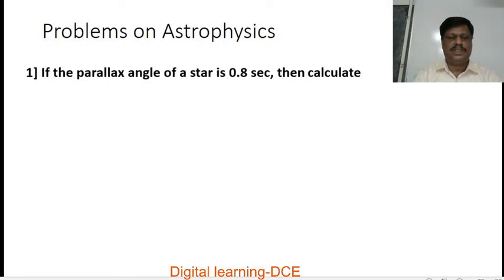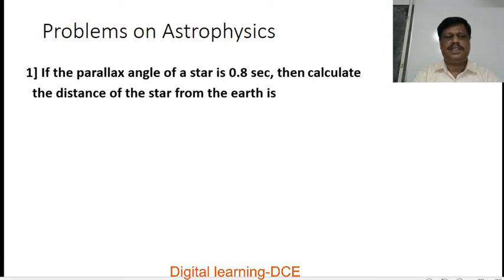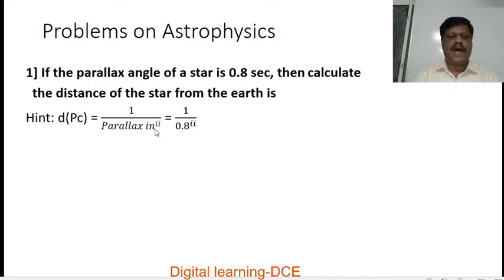Problems on astrophysics. The first problem: if the parallax angle of a star is 0.8 arc second, then calculate the distance of the star from the earth. We know that distance in parsec is equal to 1 by parallax in arc second. That is 1 by 0.8. If we simplify 1 by 0.8, we will get 1.25 parsec.